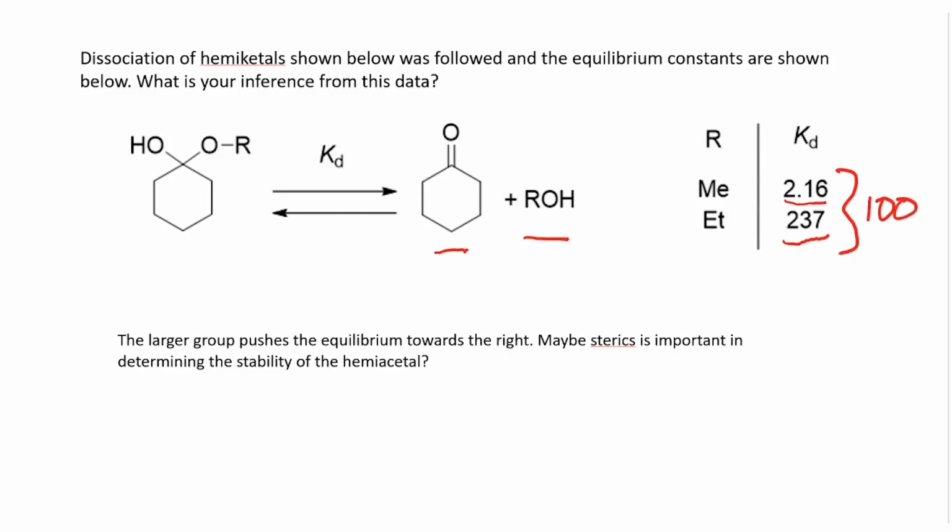So the inference that we can take from this experiment, although there are only two data points, is that the larger the alkyl, the more the equilibrium is pushed towards the right. Okay, so keep in mind that this is Kd, so that means that this is the equilibrium constant for dissociation. Okay, now this is something that we can infer from this data.